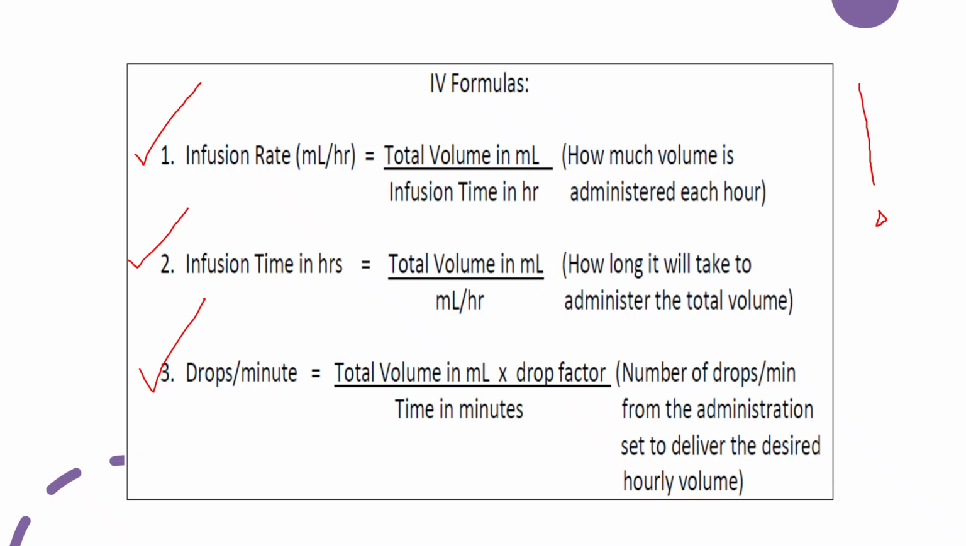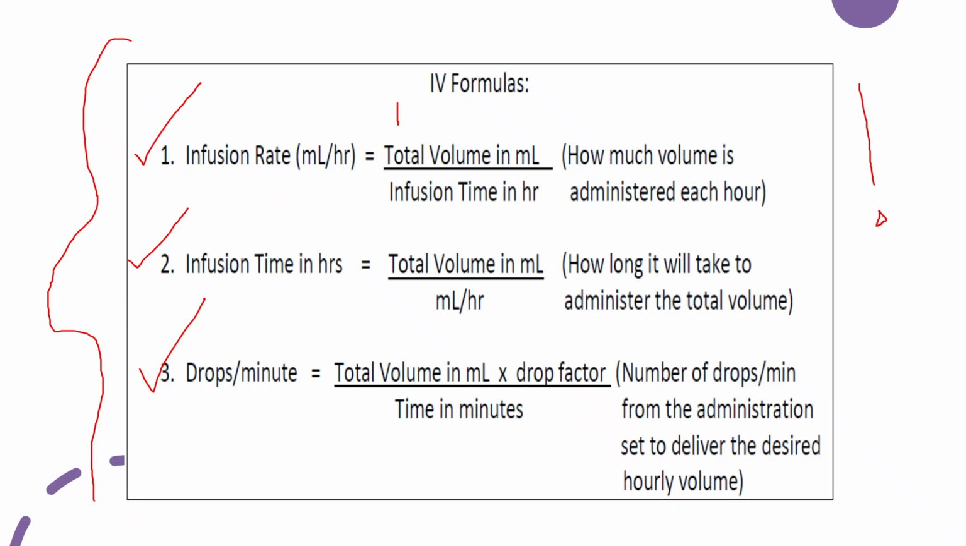So these formulas are pretty easy, and you certainly need to know them. So the first one is how much volume is going to be administered every hour. And all you do for this one is take your total volume in mils. So if you have a 1,000 ml bag and you divide it by how many hours. So for example, if you have a 1,000 ml bag and you are going to hang it for 10 hours, then you would know that your rate is 100 mils per hour.